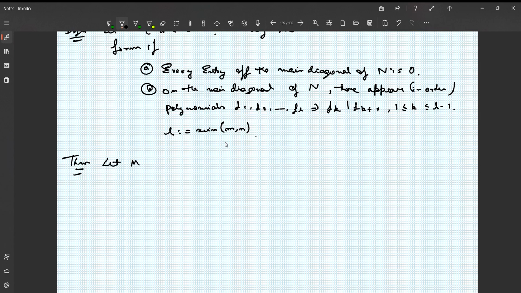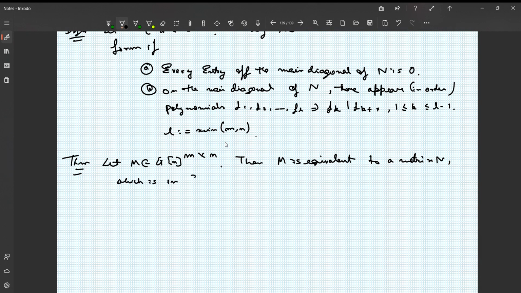What is important is the following theorem, which says that every matrix over a polynomial algebra is equivalent to a Smith normal form. Let M be a matrix over the polynomial algebra. Then M is equivalent to a matrix N which is in Smith normal form, right?